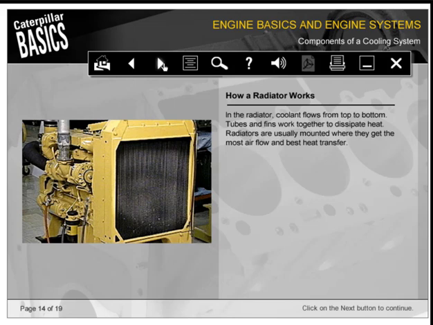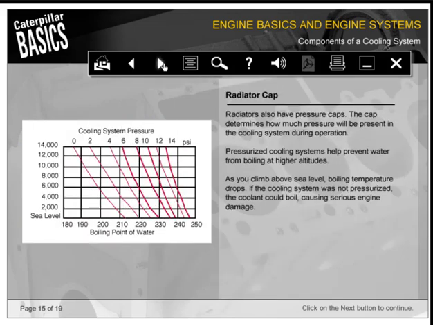Radiators are usually mounted where they get the most airflow and best heat transfer. Radiators also have pressure caps. The cap determines how much pressure will be present in the cooling system during operation.